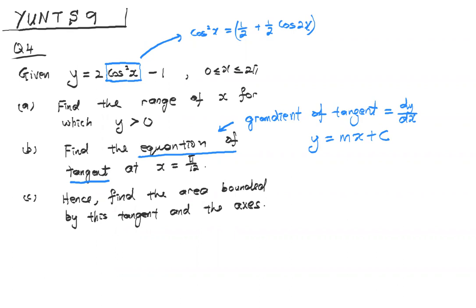And for part A, if I want to find the range of x for y greater than 0, I'm not very good at sketching the graph of trigo, so I will use my GC to help me. So you use your GC to sketch the graph. Your graph will go like this until 2 pi.